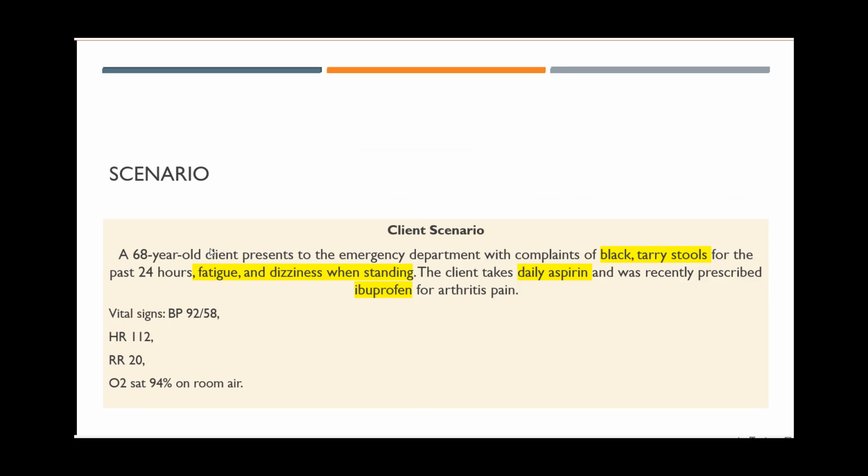So again, if we look at the scenario, I've highlighted what stood out to me. So 68-year-old male in the ER with complaints of black tarry stools, that's significant. Fatigue, dizziness when standing, daily aspirin, ibuprofen, and the vital signs. I should have highlighted 92/58, that's hypotensive, and a heart rate of 112, tachycardic, and a 68-year-old male with a 94% on room air. I would probably highlight that too.